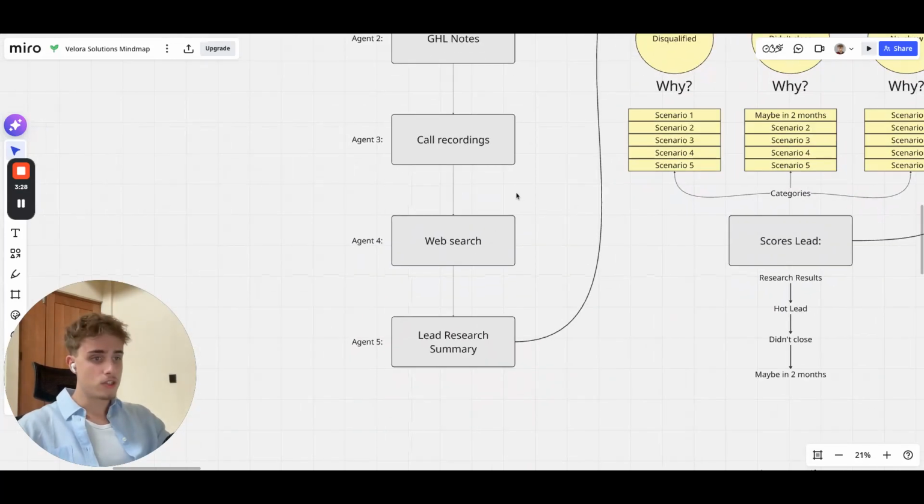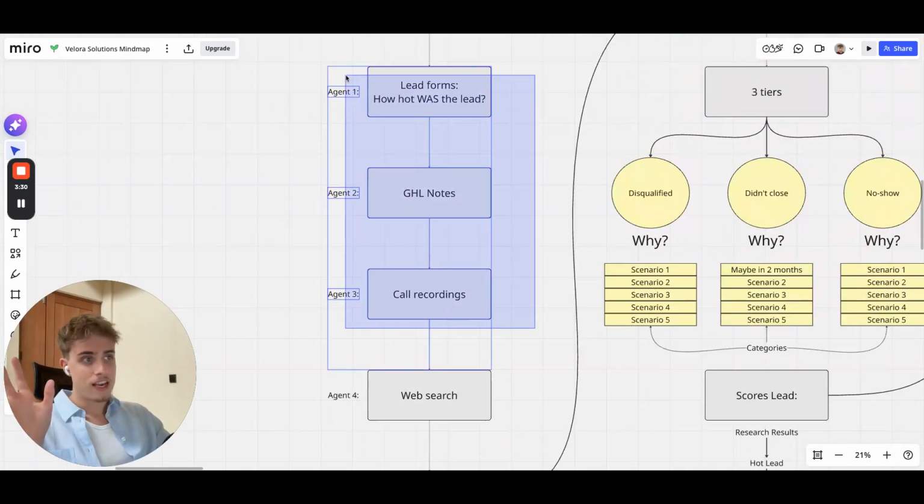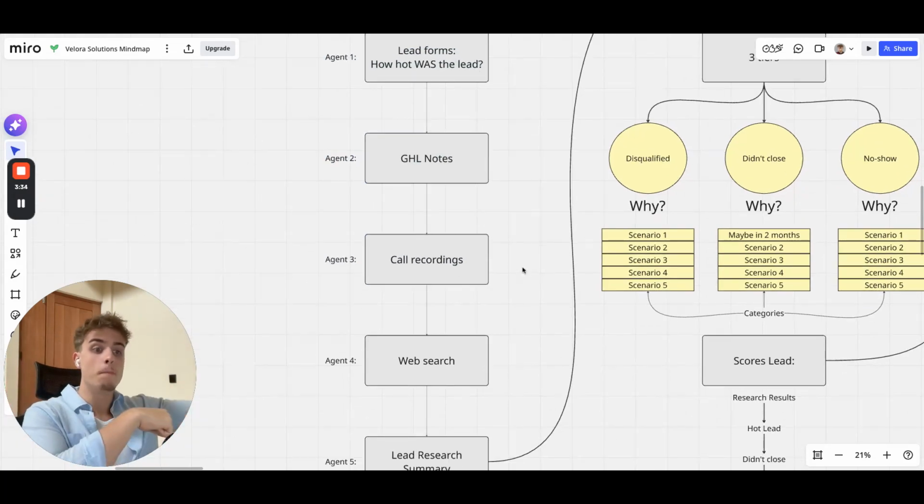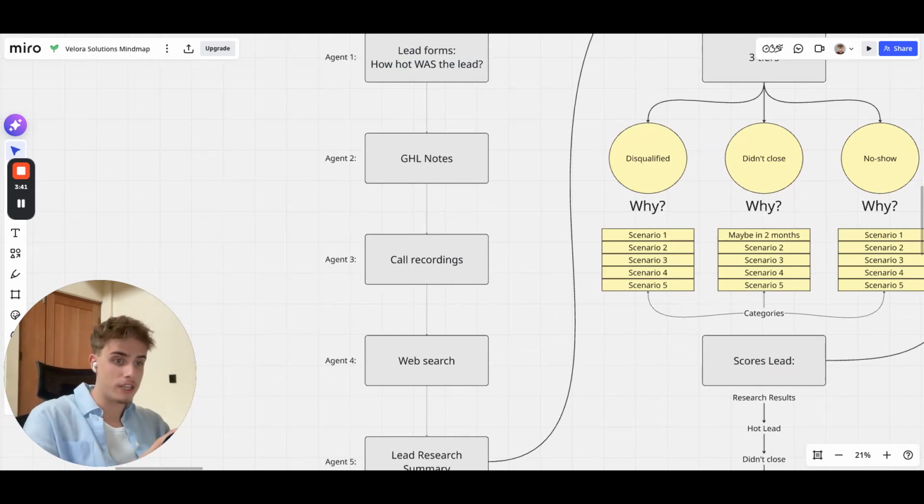Next one, web research. This is all fine. Having 3 agents, this is enough. But if you want to go one step above, what we're doing now is doing web research. If you look at the client's company, you look at his LinkedIn profile, his Facebook page, Instagram page, you can get so much data and make it even more personalized.